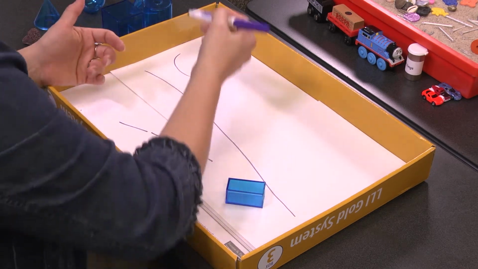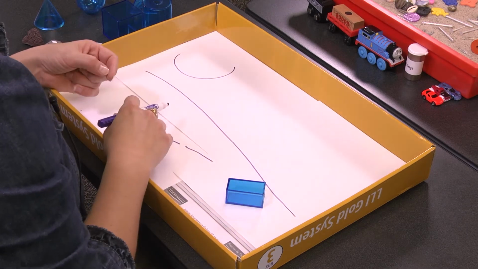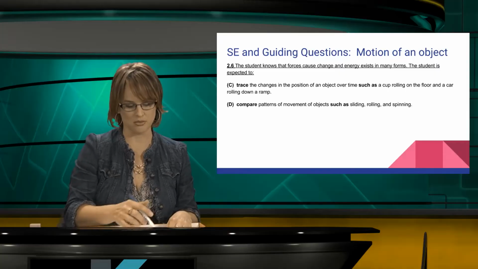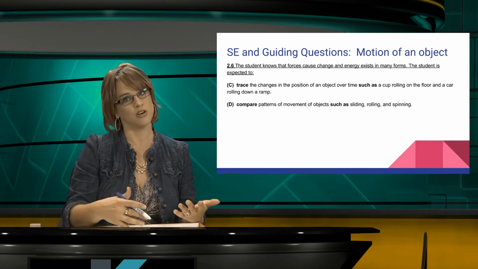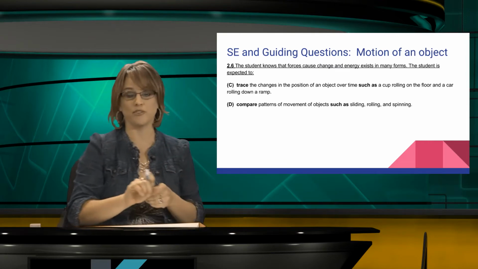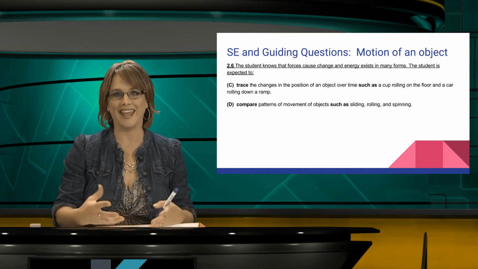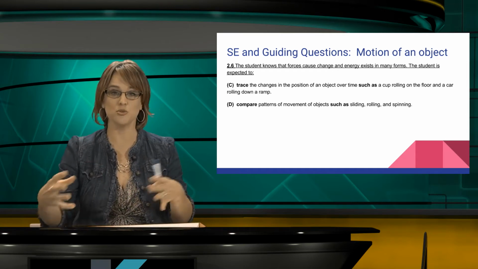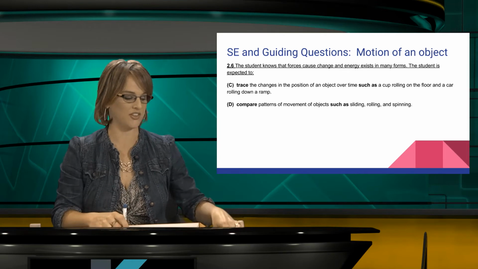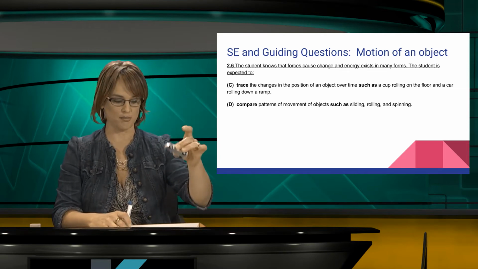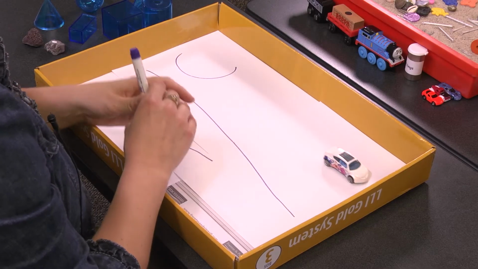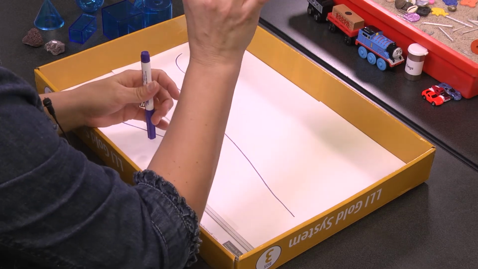So the students now can once again make comparisons about the movement. Was it sliding, was it rolling, or was it spinning? And then we can have a reflection component in our science journal as to what those motions look like and how they can be used in the everyday world, for example, the wheels on a car. What part of the car is rolling? It would be the wheels.